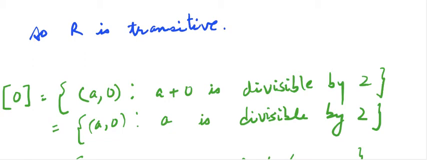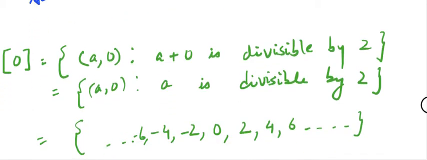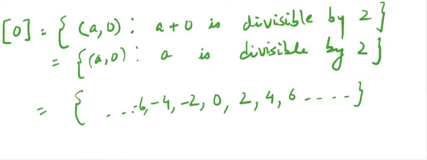So which integers are divisible by 2? All the multiples of 2 are divisible by 2. So all positive and negative integers, multiples of 2, will be covered in the equivalence class of 0. So 0, including 0, 2, 4, 6 positive multiples, and here negative, minus 2, minus 4, minus 6.